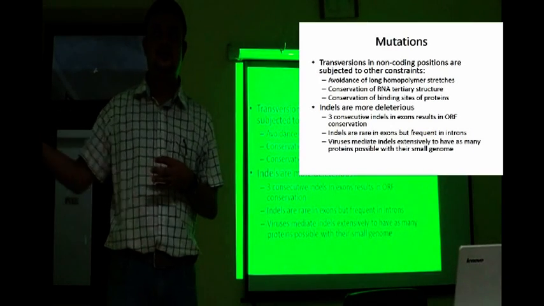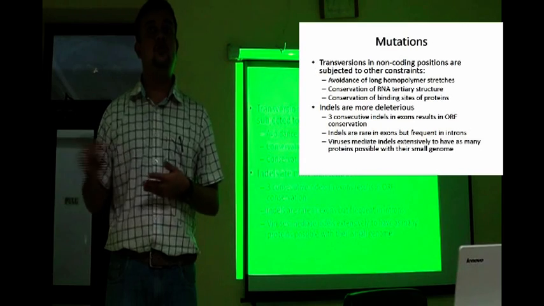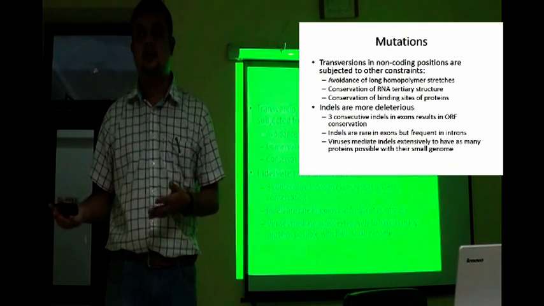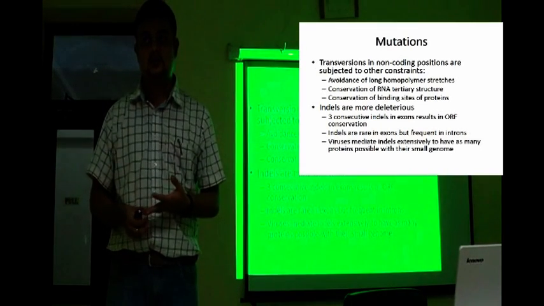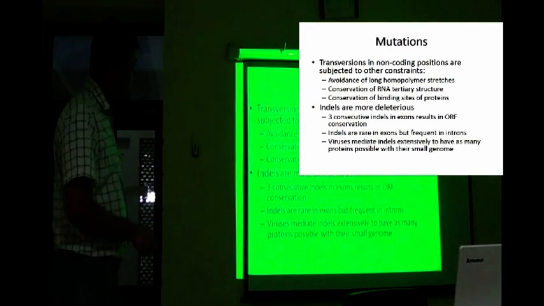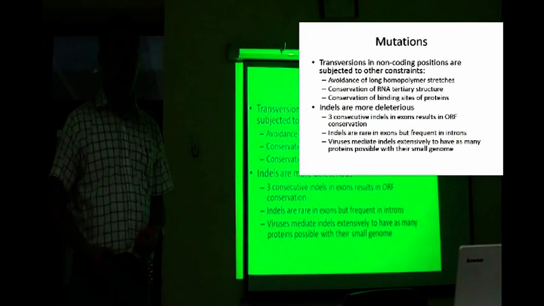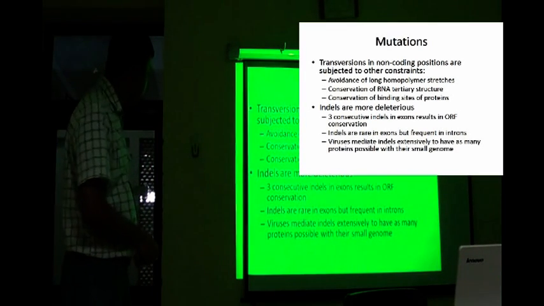If it changes the entire downstream sequence, that is going to have a huge impact on the survival of the species. That is not happening mostly. So indels are rare in exons but frequent in introns. Indels are very frequent in intervening sequences.